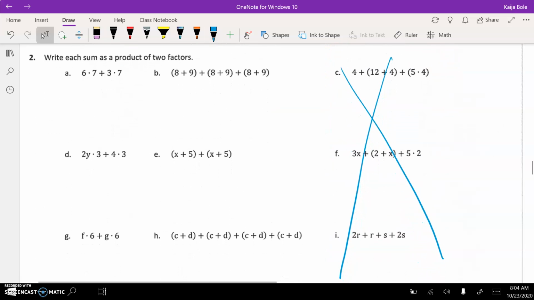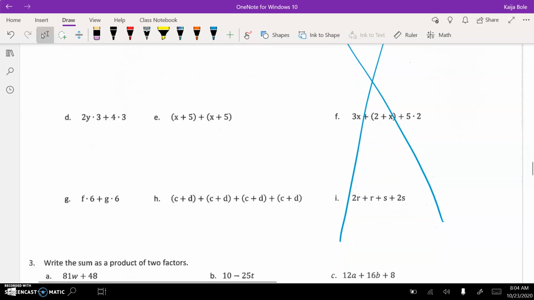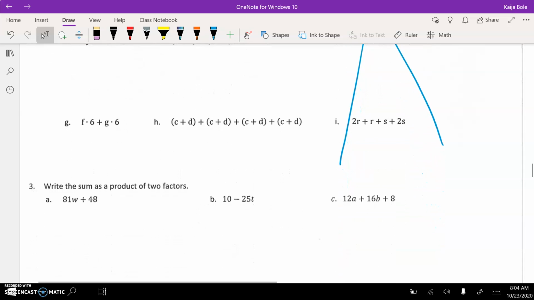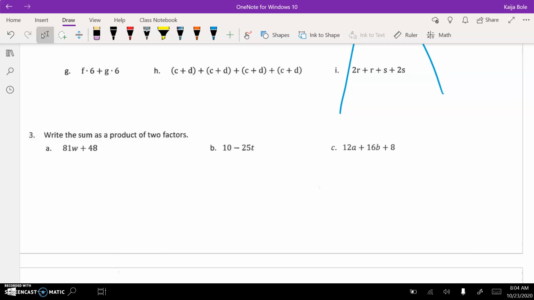Number 2, write each sum as a product of two factors. Same idea here as up above. Towards the bottom, we get some letters thrown in. Don't let them freak you out. And then I wanted you to jump into number 3 here and do all of them. Write the sum as a product of two factors.